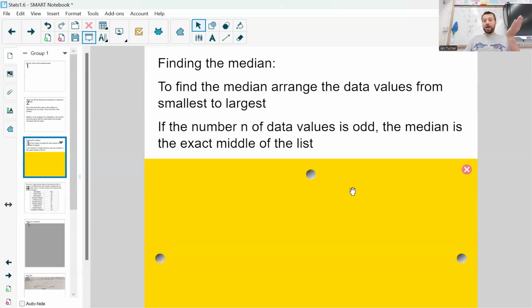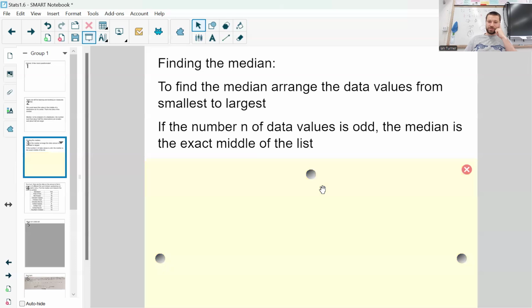Okay, so if you have an odd number of data, we use n as the number of data points. The variable n is like you have n data points. We use that a lot in statistics. So if you have an odd data set, the median is the exact middle. What do we do if we have an even data set here, folks? What do we do if we have an even data set?